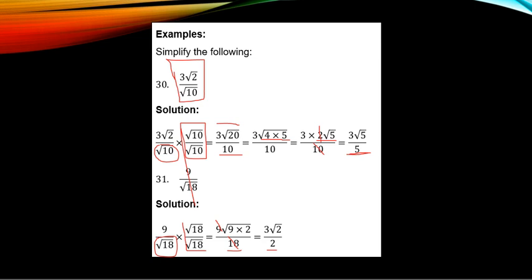Meanwhile, root of 9 is 3 times root 2. So you have 3 root 2 all over 2. Mind you, this 2 here cannot divide this 2 because this 2 is under square root sign. It is an irrational number, while 2 is a rational number. So 2 cannot divide root 2. So the answer is expressed the way it is, 3 root 2 over 2. Are you following?